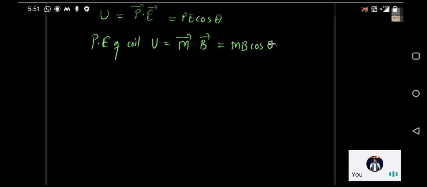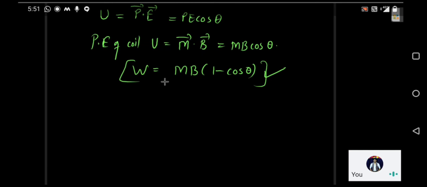Okay, and work done in rotating the coil through an angle of theta. Supposing the coil is rotated through an angle of theta, the work done in this case is given by W is equal to M into B into 1 minus cos theta. Remember this formula. This is for entrance. We are not bothered how this comes. We just remember for this entrance that W is equal to MB(1 minus cos theta). This is going to be the work done in rotating the coil through an angle of theta.